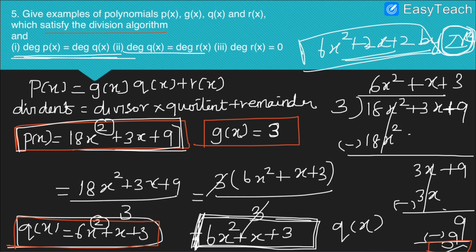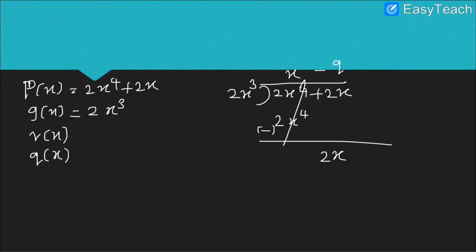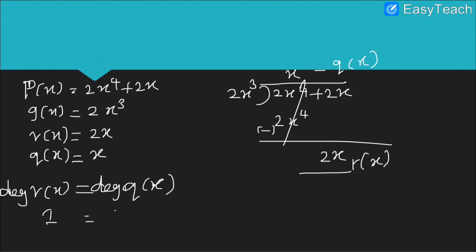Degree of q of x equals degree of r of x. For this case, I choose p of x equals 2x to the power 4 plus 2x. For g of x, I take 2x cubed. This is purely an assumption. I will tell you why I assume these values. So let's find the r of x and q of x. Then verify the division algorithm. Look here, our q of x equals x and r of x equals 2x. So it's clearly seen that the degree of r of x equals the degree of q of x, which is 1 equals 1.